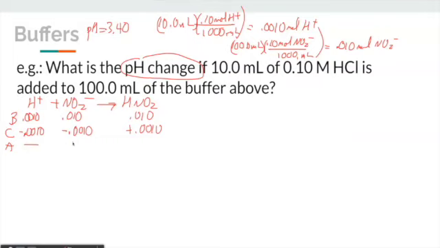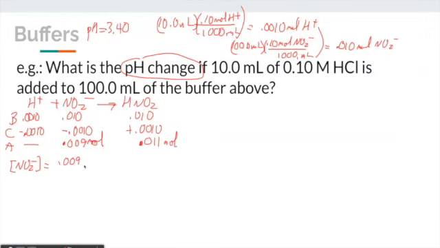Now it's not going to stay at nothing. We're just trying to get ourselves to where we can set up an equilibrium concentration. We're going to take 0.010 and lose 0.001, which leaves us with 0.009 moles of NO2 minus. And we're going to take 0.01 and add 0.001, which is going to leave us with 0.011 moles of HNO2.